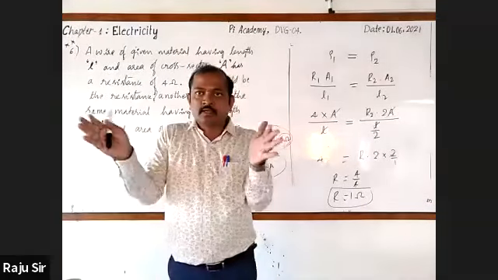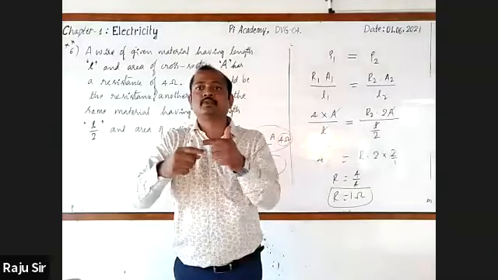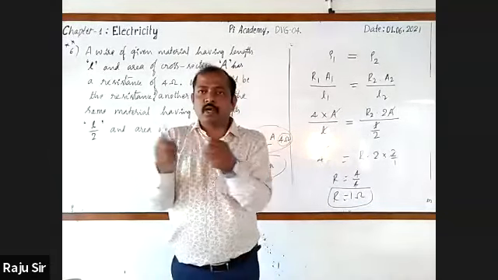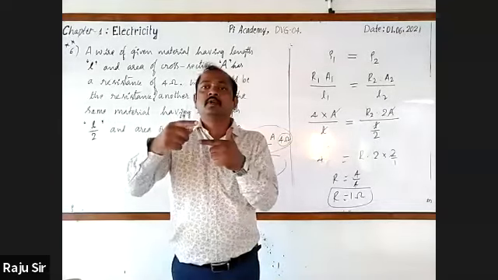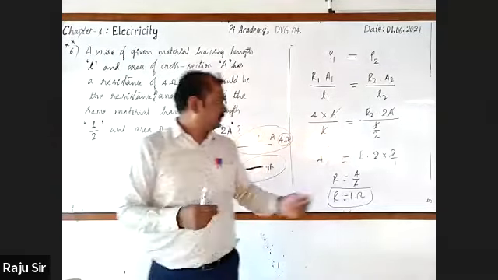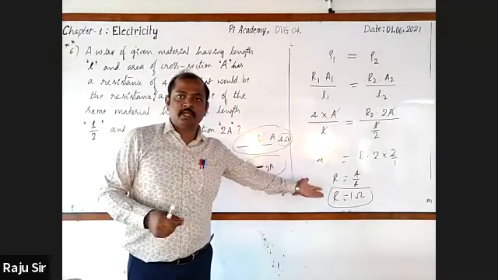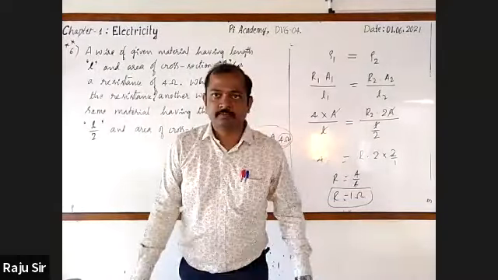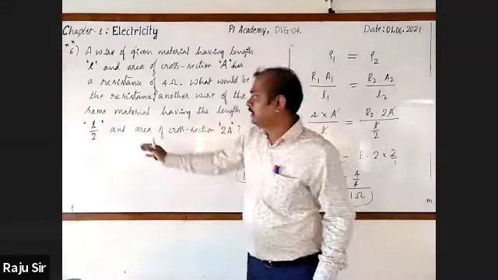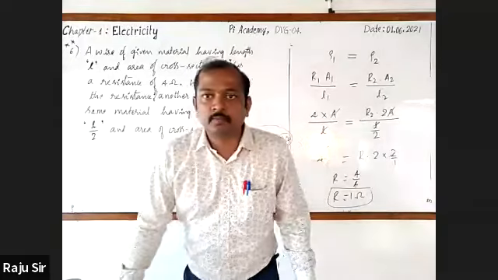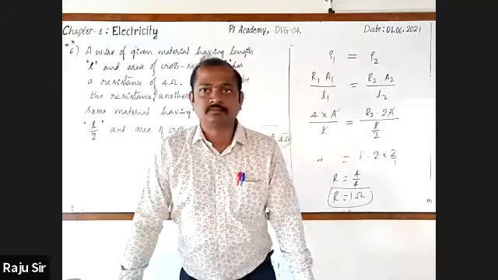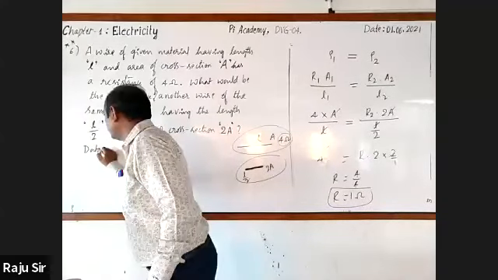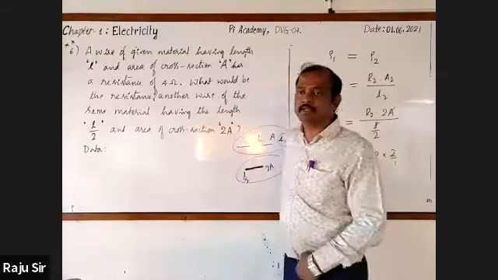When the length is reduced to half and the area of cross section increases to double, then the resistance will be 1 ohm if 4 is given. Hope that you have understood. Sir, explain once again, sir. Okay, I'll explain that. While writing on the board, I'll go for explaining it again.